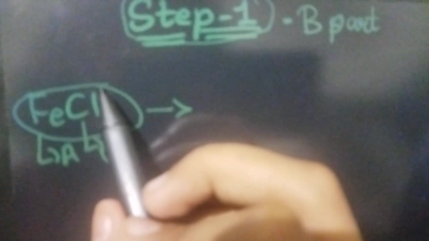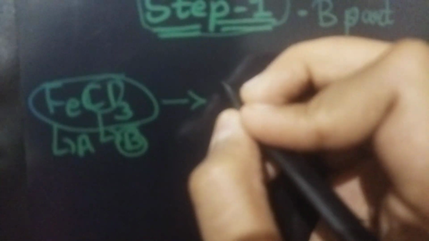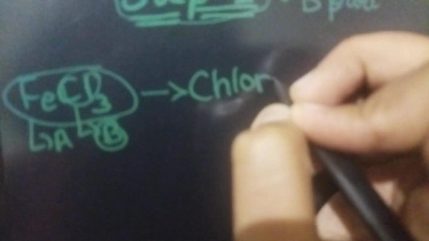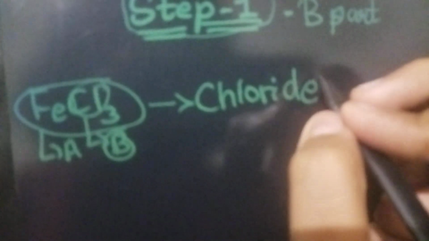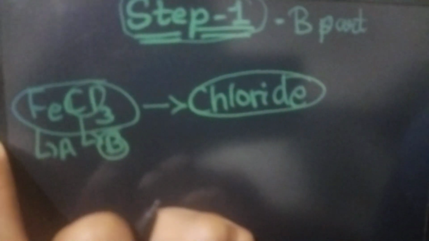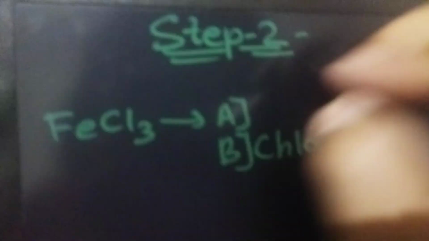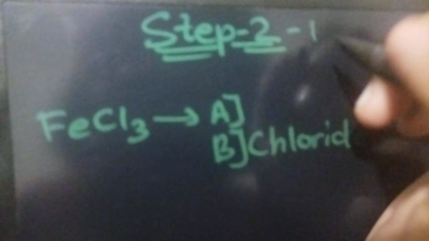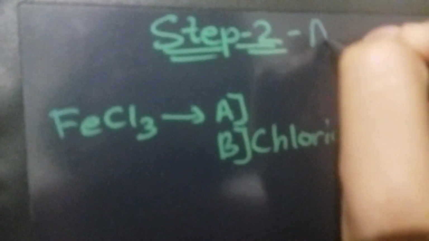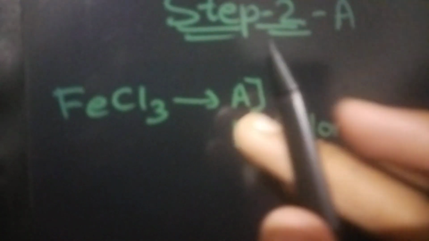So the B part is ending with Cl, and we know that whenever Cl comes in an equation, it means chloride. So hence we have found out that the B part is chloride. Now let us move on to our step 2. Now as you know, in step 1 we deal with the B part, and so in step 2 we are going to deal with the A part. So this is the B part, this is the A part.